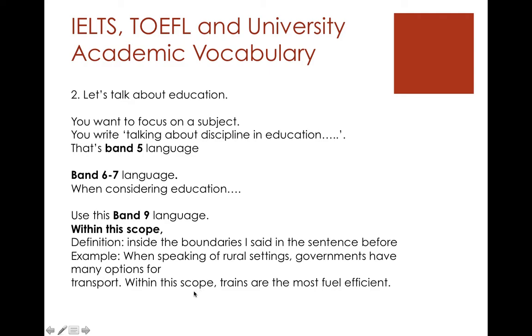So scope means like telescope. If you have a telescope, it's like glasses, this long tube that you look through and it helps you see far away, like when you're on a ship. The scope is how much you can see through that telescope, through that glass. It just means within this area.